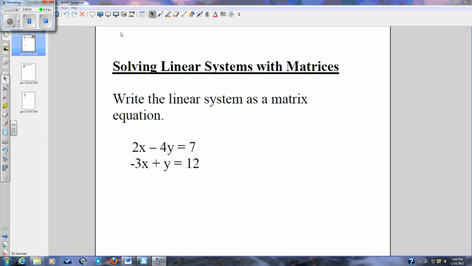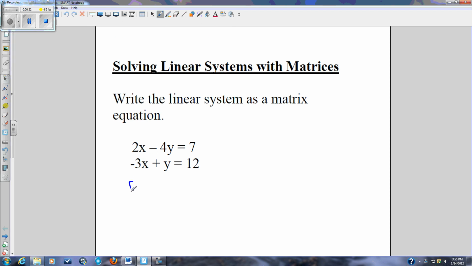Today we're going to be talking about solving linear systems with matrices. What we're going to be doing specifically is talking about inverse matrices, and I want to start by showing you how to write a linear system as a matrix equation. So we're going to start by setting this up.